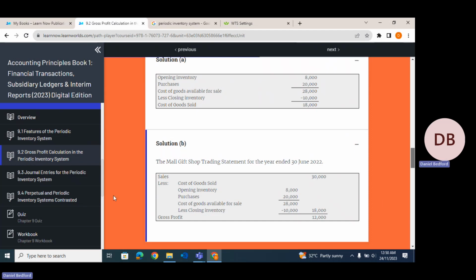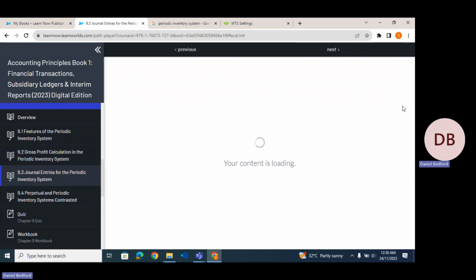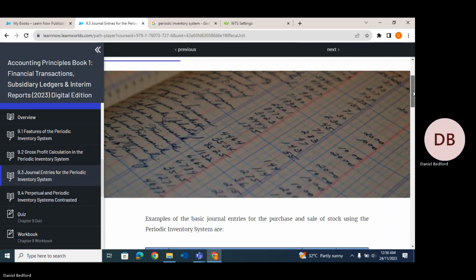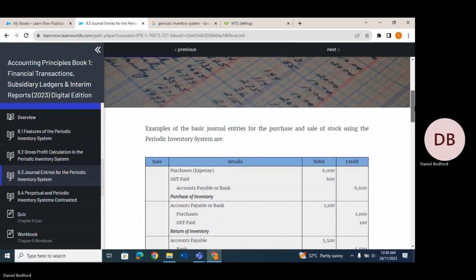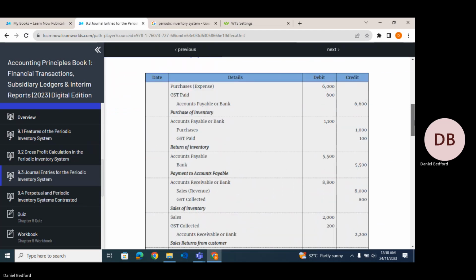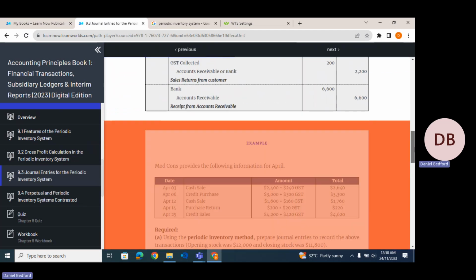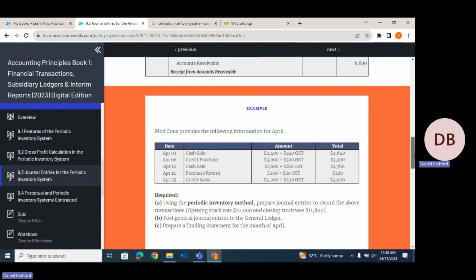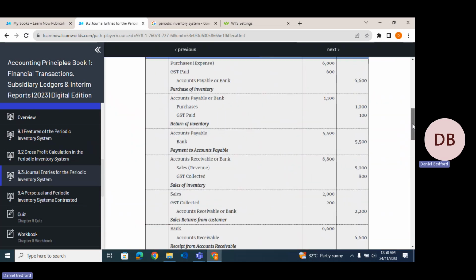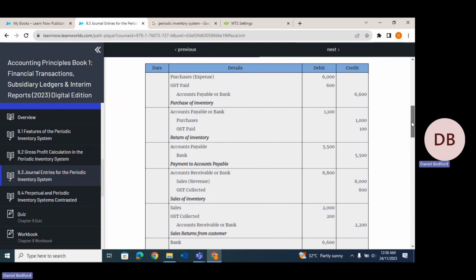Now, on a final note, I'm just going to quickly remind you about the journal entries for the periodic system. Now, I don't believe I'll be making you do this. So what I'll do instead, perhaps, is I'll send you some PowerPoint slides which elaborate on the journal entries, but essentially it's just the same as a perpetual system, but you don't worry about that COGS inventory entry. And instead of saying inventory, you just say purchases. That's about it. But I'll give you some slides on that.